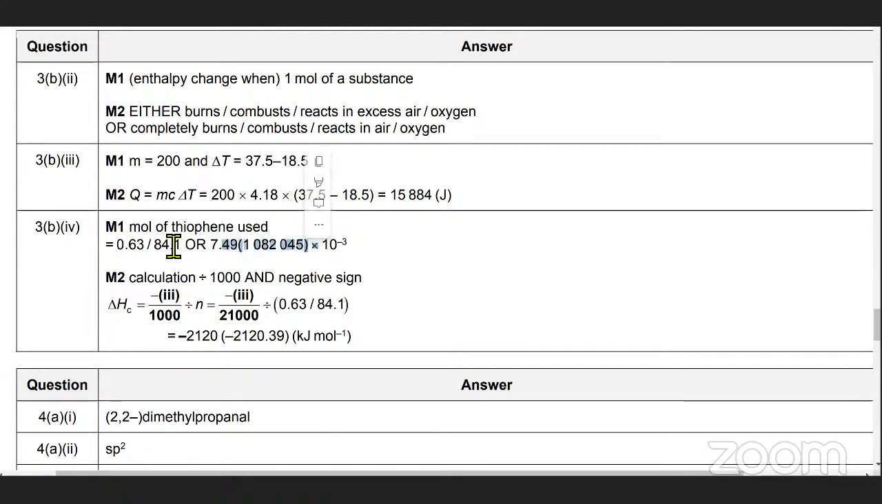491082.045, ठीक है. मेरे ख्याल से आर एरर स्टार्टेड ऊपर एट भी दिस. किया ना, हाँ, तो ऊपर भी किया है वो. 15884 आ रहा था. हाँ.